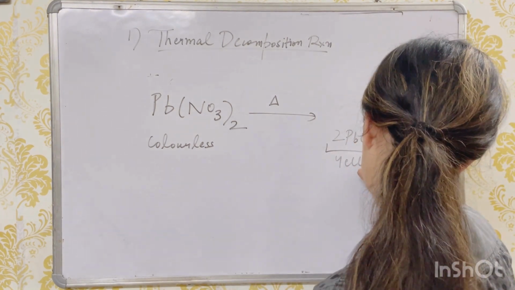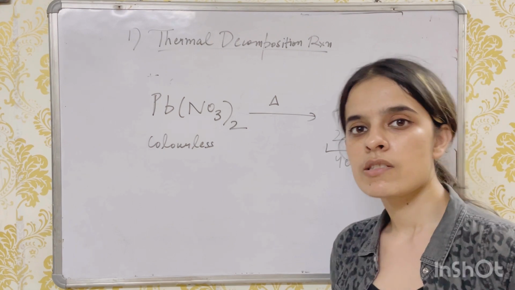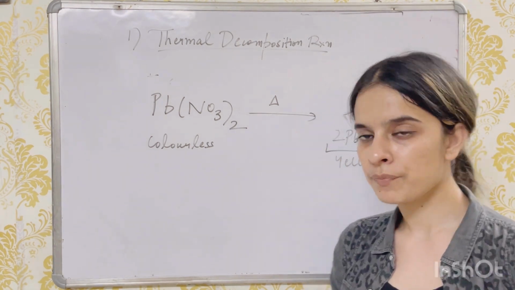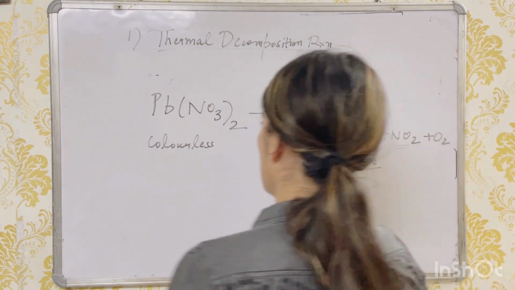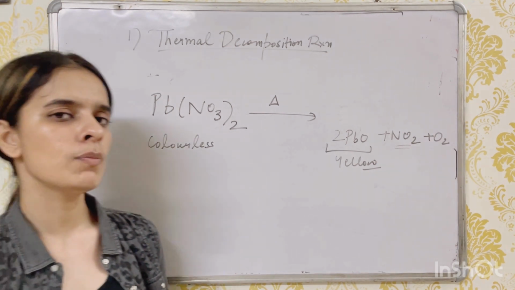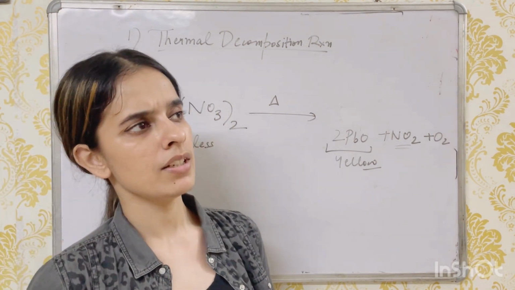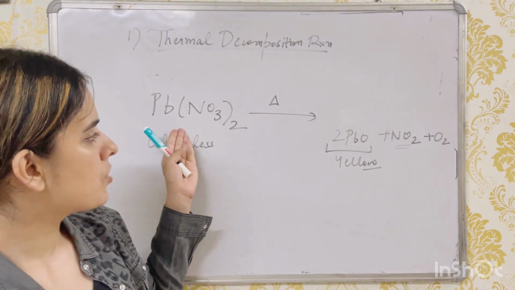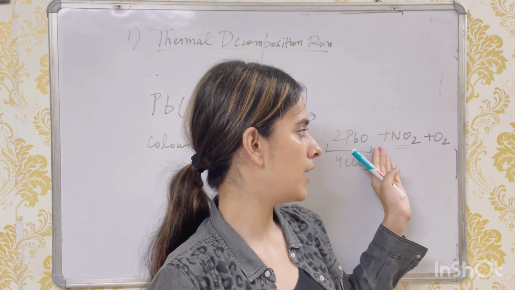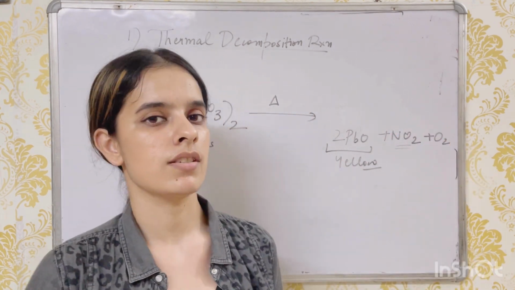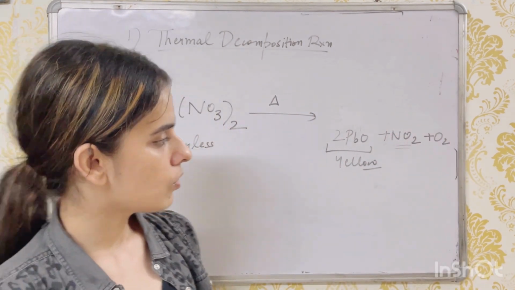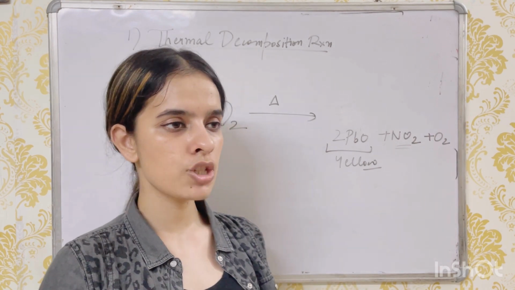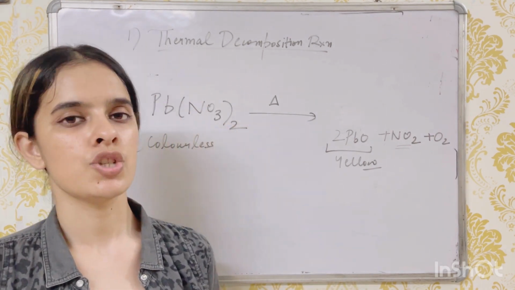So this is also a thermal decomposition reaction. You can balance it. If you don't want to balance, you can leave it, because when you are asked to balance, then you can balance, otherwise you can leave it like this. So this lead nitrate, when you heat it, will form lead oxide, nitrogen dioxide and oxygen, and this reaction also occurs in the presence of heat, so it is called a thermal decomposition reaction.